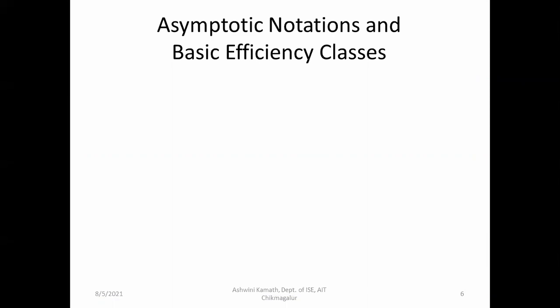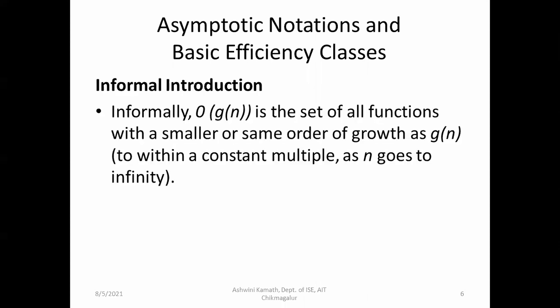And then in the next class, we'll learn in detail what asymptotic notation is. Okay. Informal introduction. Before starting this, I'll tell you we have three basic asymptotic notations: big O, omega, and theta. So first we'll learn about big O. Informally, big O of g of n is a set of all functions with a smaller or same order of growth as g of n.